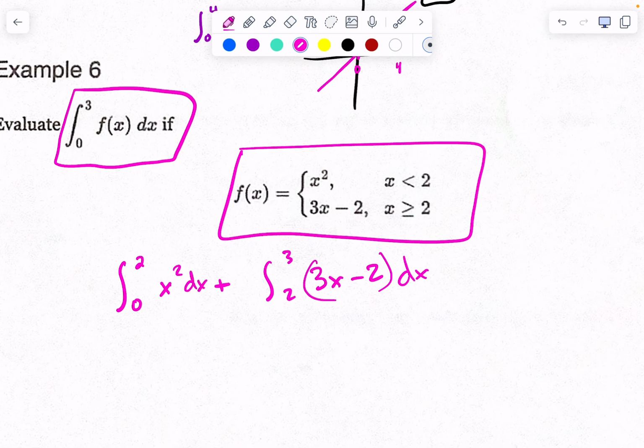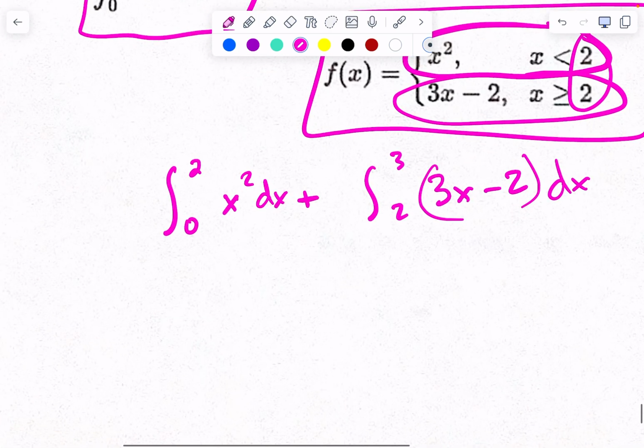Okay, so do you see why it's 0 to 2 and 2 to 3? 2 is my cutoff mark, so I'm going to do the bottom function from 0 to 2, and then the top function from 2 to 3. Okay, and then we just do it like normal.